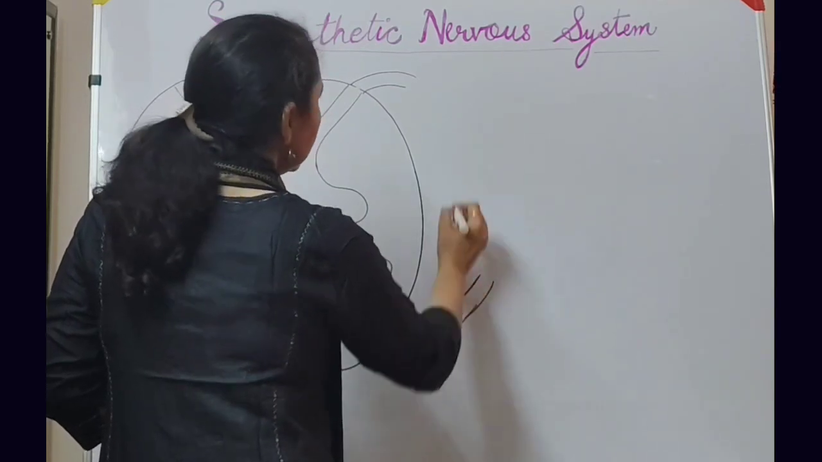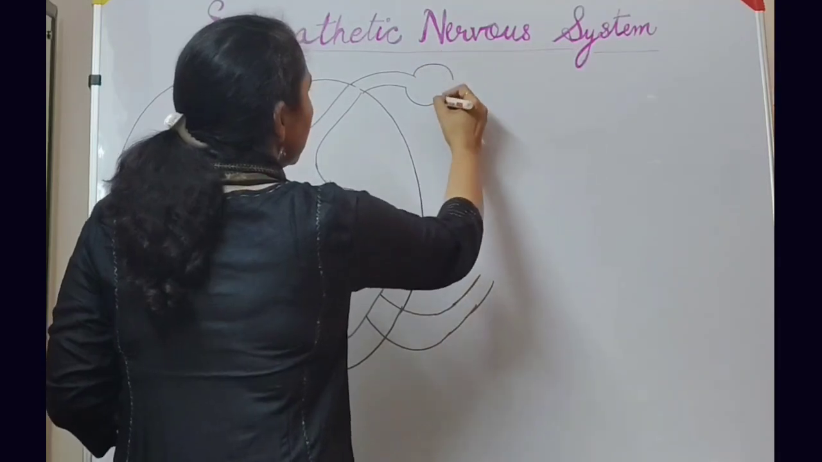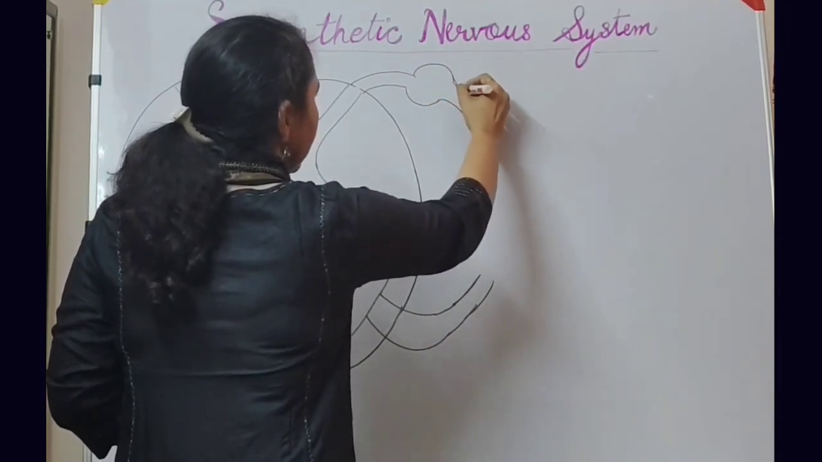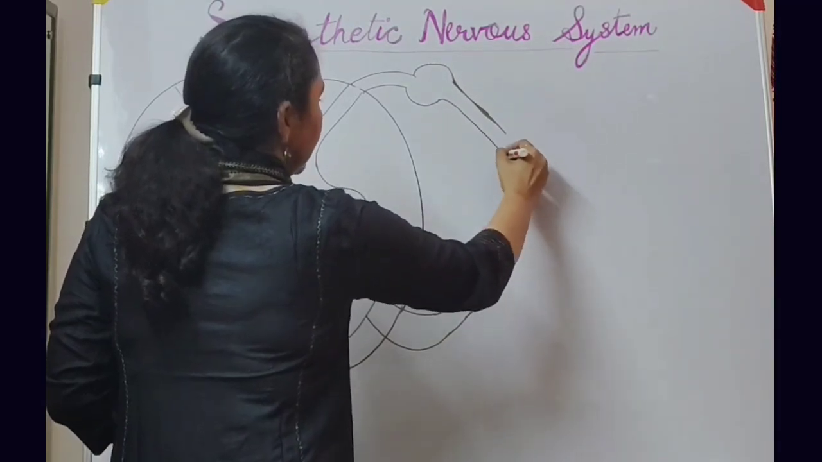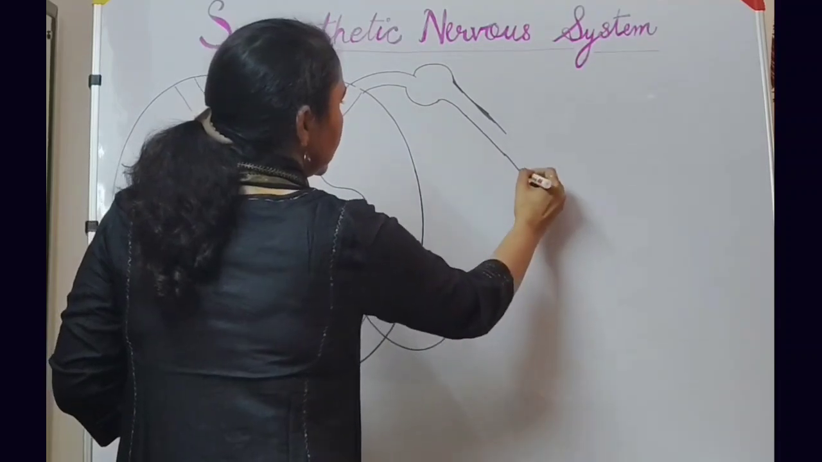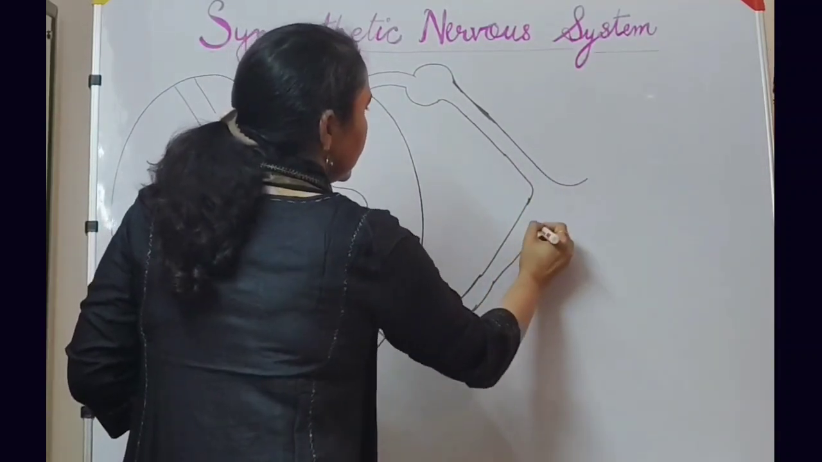This is the motor root. This dorsal root has dorsal root ganglia. It is associated with the dorsal root ganglia, which has pseudo-unipolar neurons. And then the dorsal root and the motor root join to form the spinal nerve.